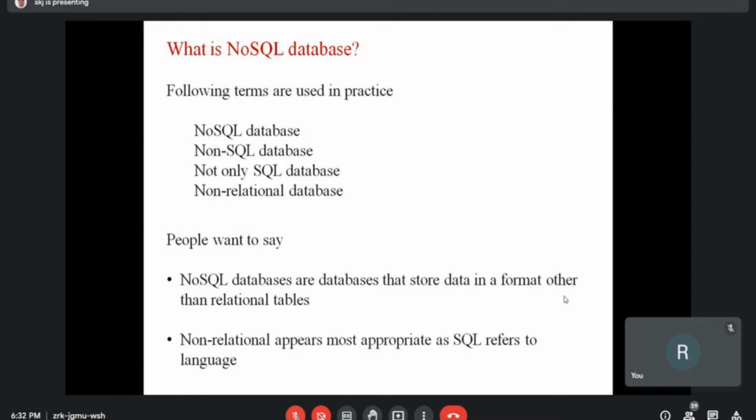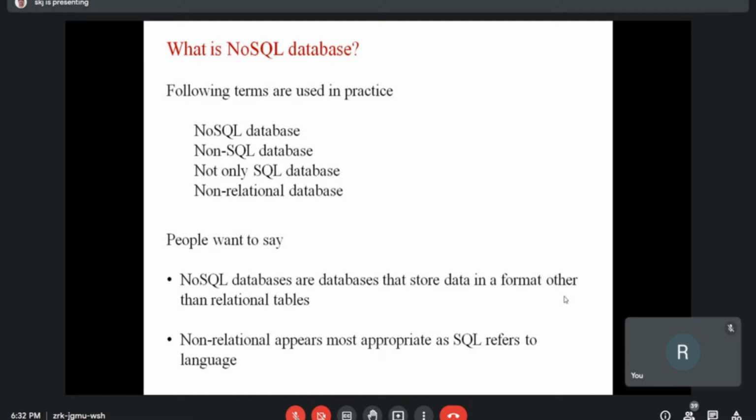the structure of the table. Only then are we able to insert the tuple. And we have to insert a tuple only according to the definition of the table. So it has a somewhat fixed schema.